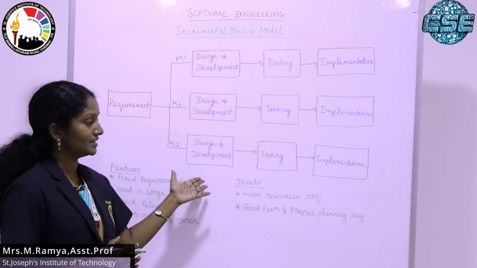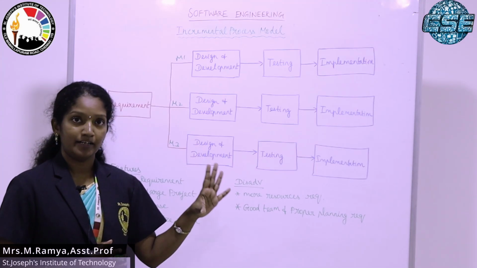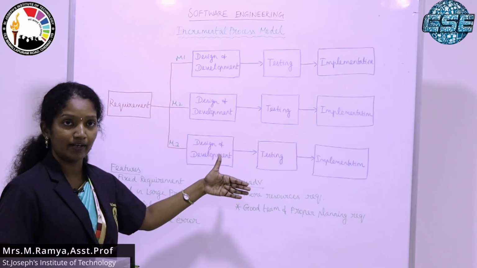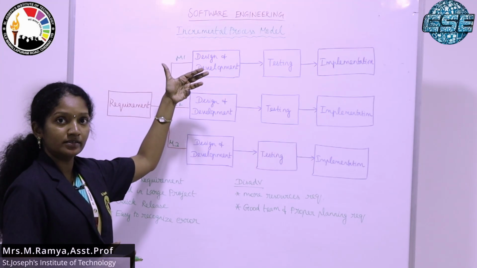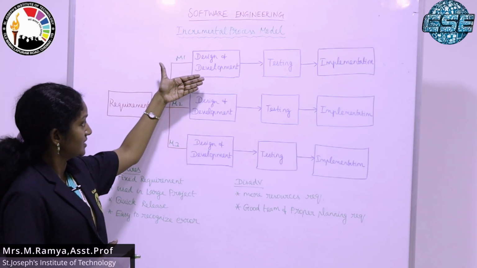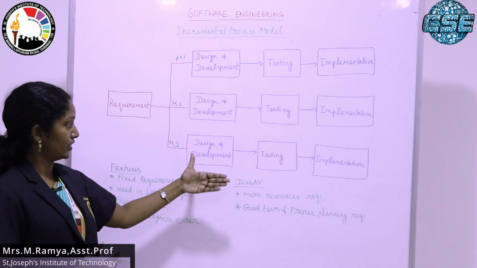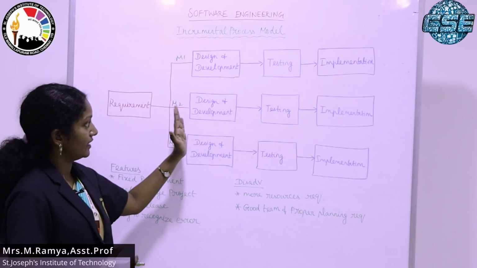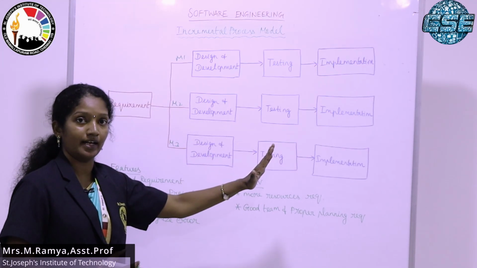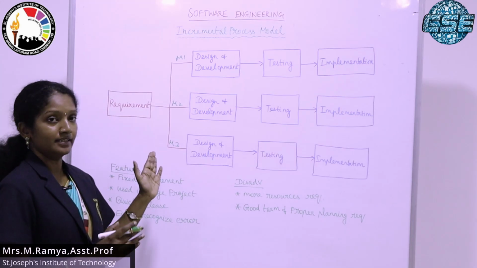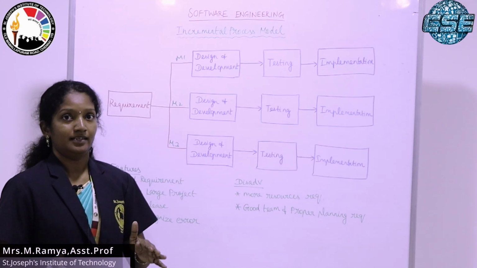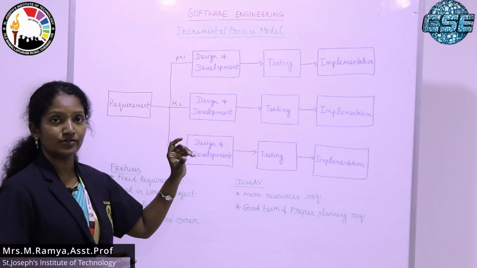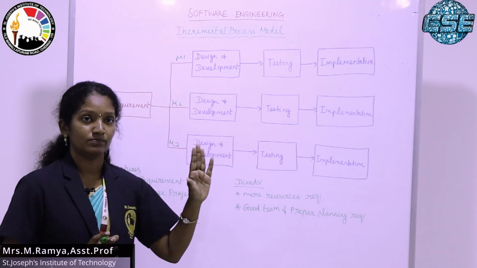In this case the timing will be reduced. Simultaneously all the modules are done at the same time. At the time module 1 is created, at the same time module 2 and module 3, both modules are created. When everything happens at the same time, definitely the project can be done in a lesser amount of time. So this is one of the greatest advantages of the incremental process model.